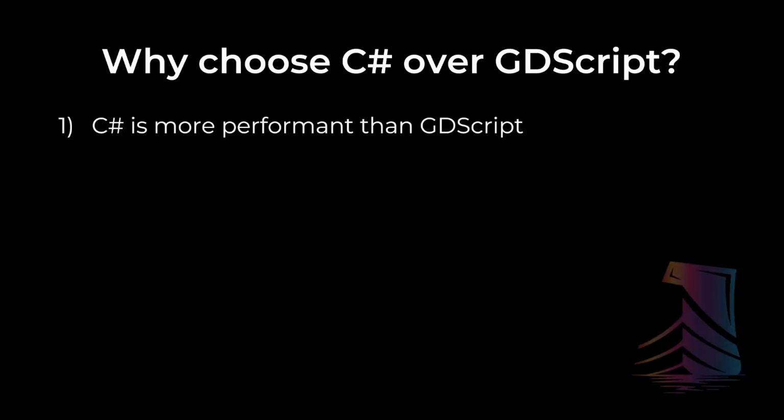C# is more performant than GDScript. On average, C# is about 4 times as efficient as GDScript when used in Godot. That's because C# is a compiled language, whereas GDScript is an interpreted language. That means that after you've written your C# code, it has to be built. That's a process in which another program, called a compiler, breaks down your C# code into a lower level language that's easier for your computer to understand.